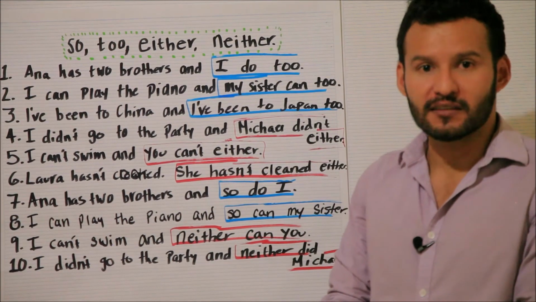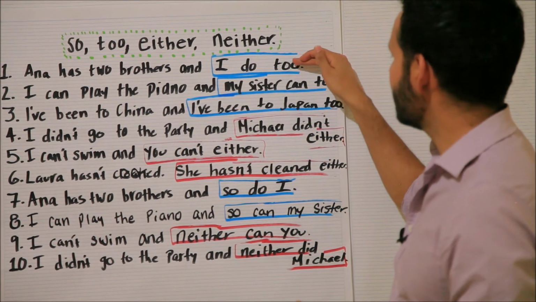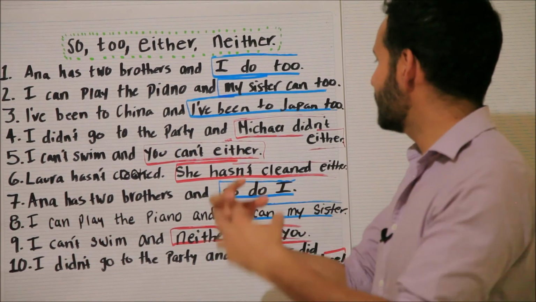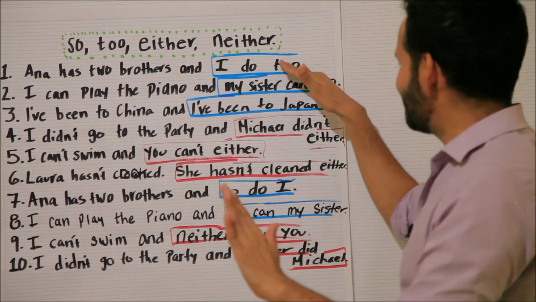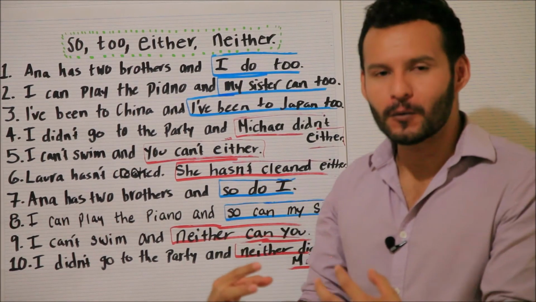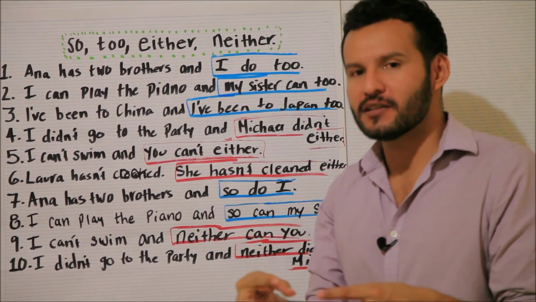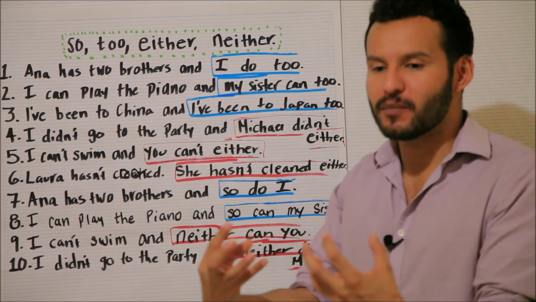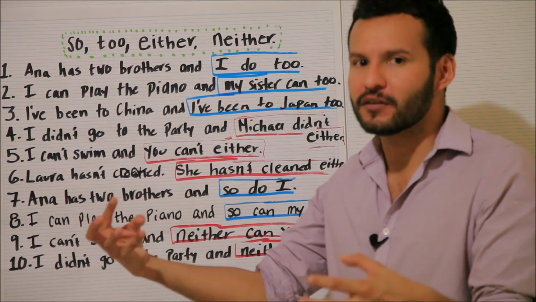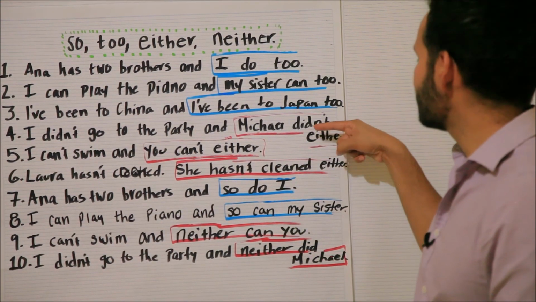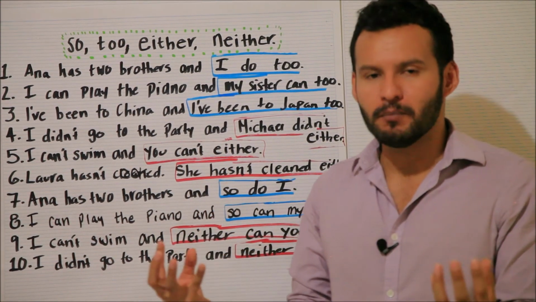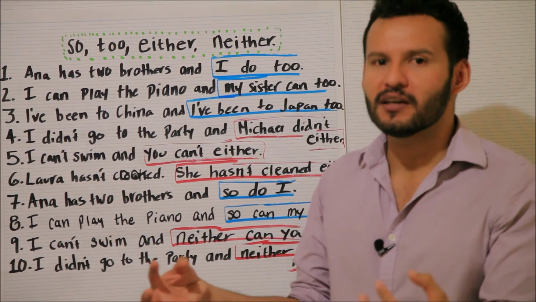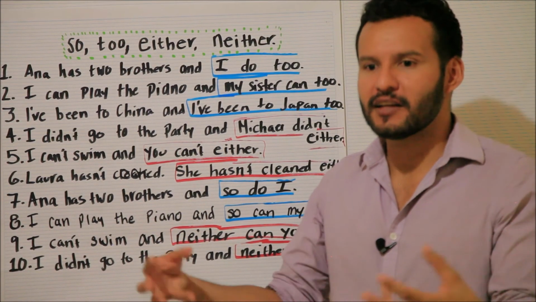And basically, that's it. So to is the same as either in that it shows two... To is similar to so in that it shows similarities between two subjects if those similarities are an affirmative thing, an affirmative verb specifically. And either and neither are the same in the sense that they show two similarities, but only if the verb in the sentence is negative.